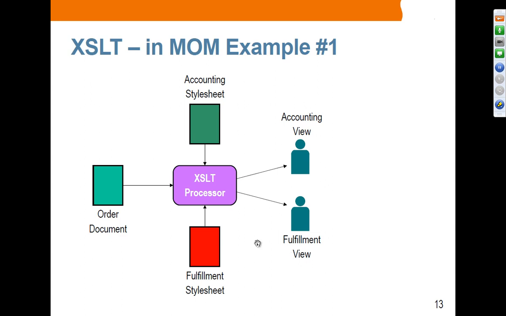So here we have received the order document, okay, and depending on the view, the fulfillment organization and the accounting organization want to see this order document differently. So in that case, we could actually use an accounting style sheet to transform this order document to the accounting view, and a fulfillment style sheet will transform this order document to meet the need of the fulfillment organization.